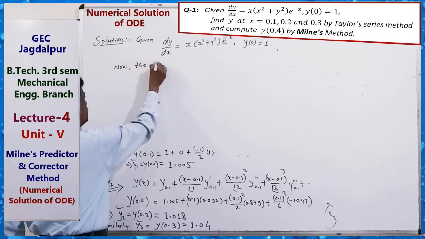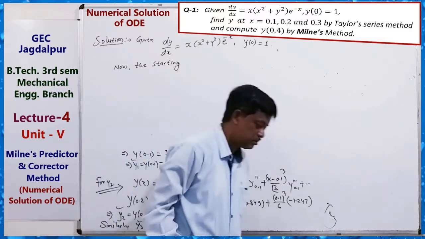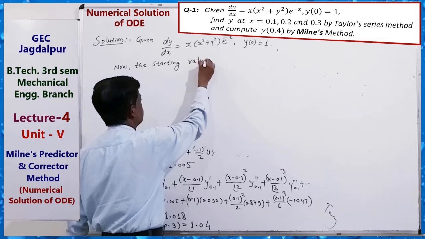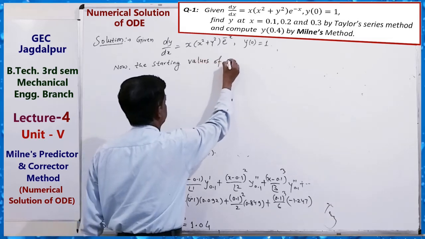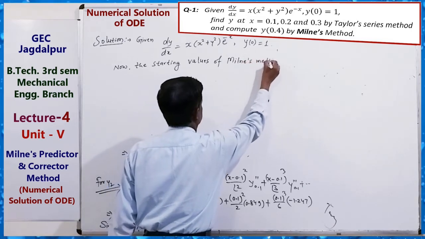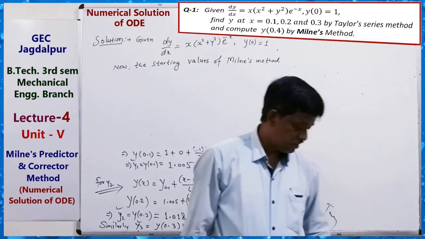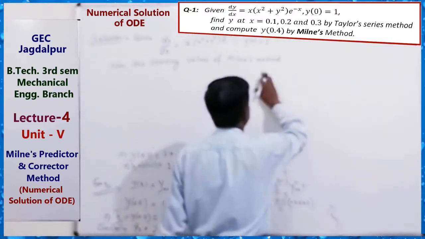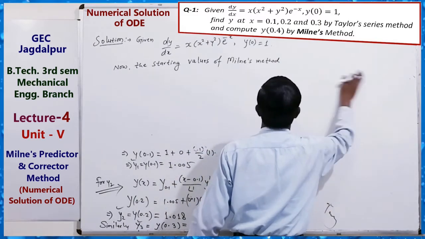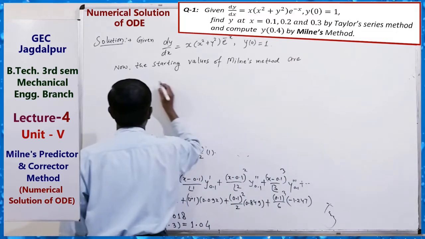Now, the four starting values of Milne's method. Starting values of Milne's method, okay, with the method are what?